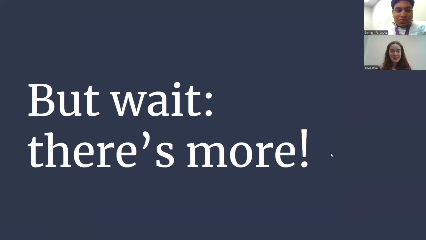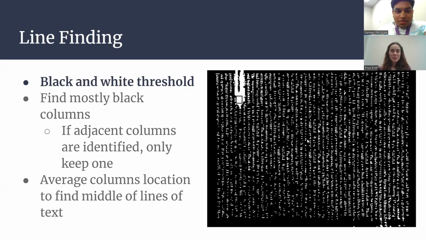But wait, there's more. Since we were just a group of 2 people doing the Smart Eraser, we had some extra time, and we were wondering how easy it would be to find the lines of text that were actually created when we synthesize this pattern. Obviously, the lines are very important to how the pattern comes across, because if the lines of the text are continuous, it looks how the text would be on a normal written page.